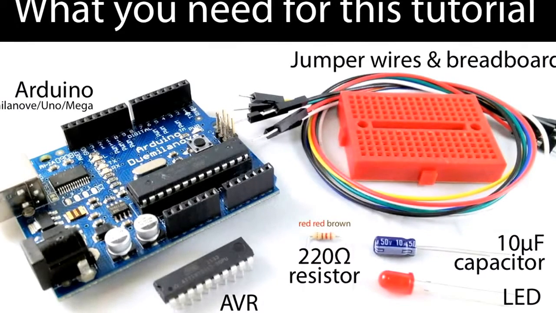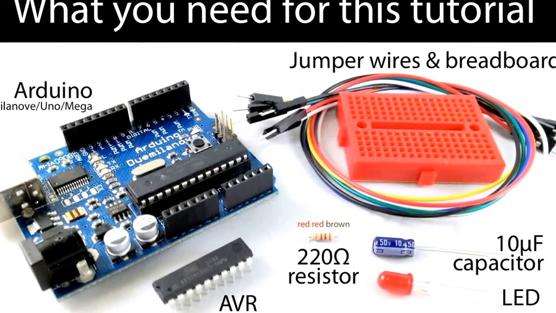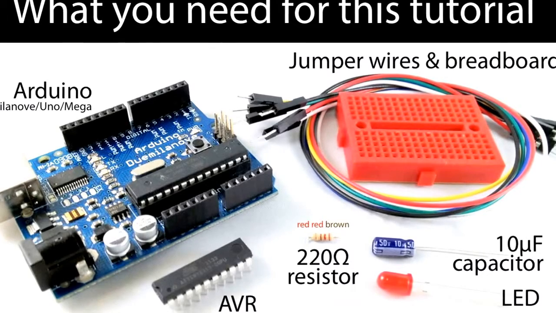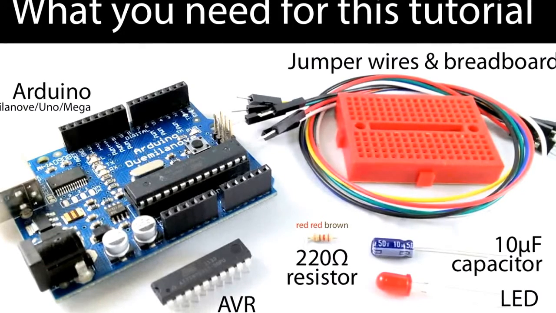For this tutorial, you'll need an Arduino Duemilanove, Uno, or Mega, an AVR microcontroller, 6 jumper wires and a breadboard, a 220 ohm resistor, a 10 microfarad capacitor, and an LED.